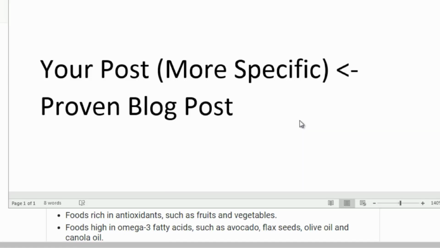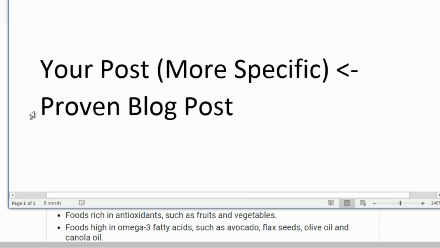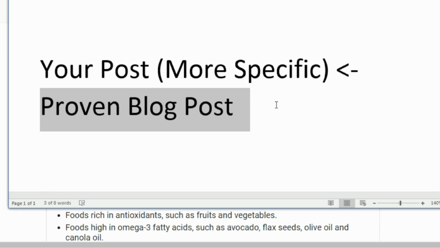Okay, the reason I call this the backward blog post strategy is because we're moving backwards, if that makes sense. It'll make more sense once we dive right in. As you can see here, what you're trying to do is find an already proven blog post. We're not plagiarizing, we're not copying anything, and I just want to get that out of the way. What we're doing is looking at what is proven, extracting from that, and making it more specific, more unique, and better, essentially.